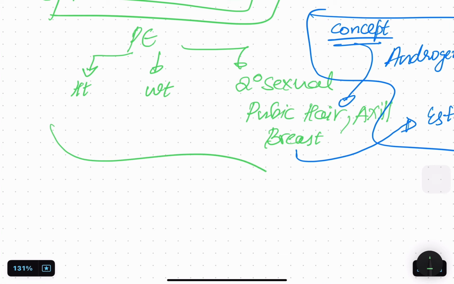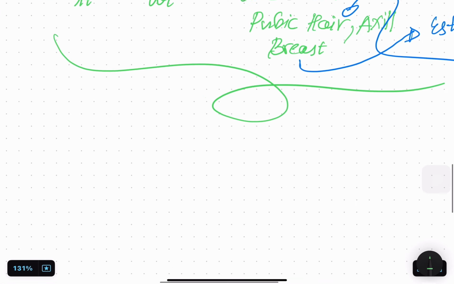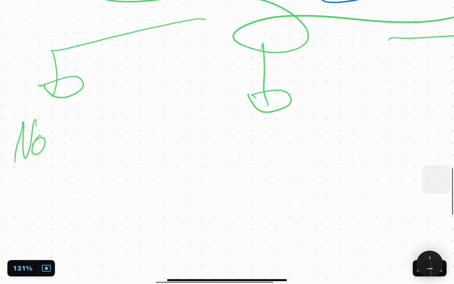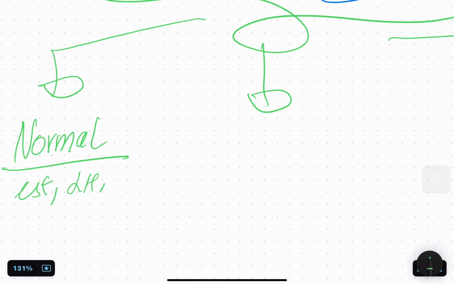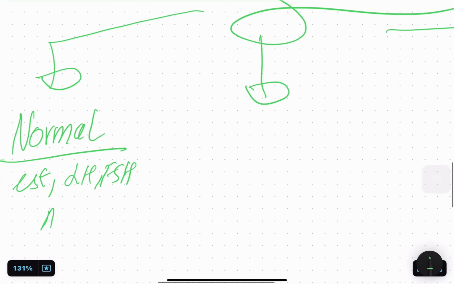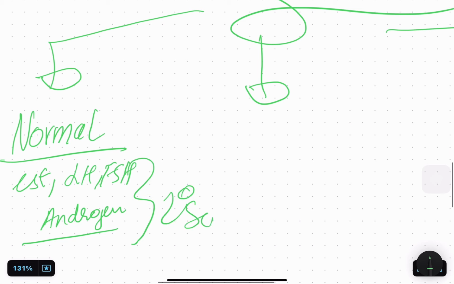So now you will examine. Now you will have three cases. One, everything is normal. That means estrogen is normal, LH and FSH are normal, and androgens are normal. That means you have even the pubic hair. What I'm talking about is that secondary sexual characters are normal. This is what you mostly see in OPD.